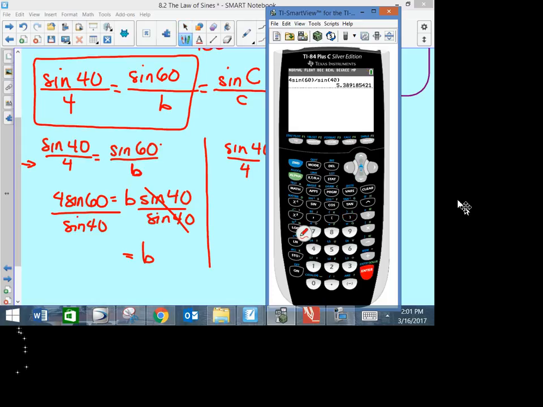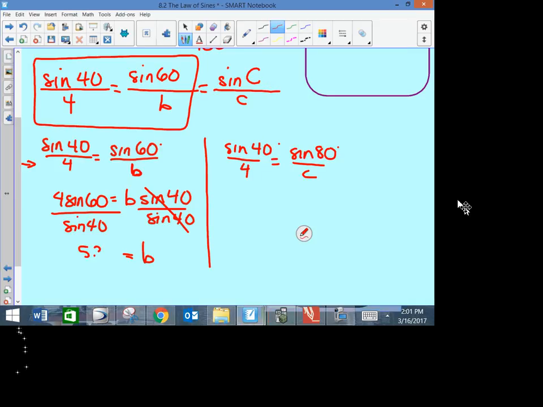So B should be 5.389. Did anybody not get that? All right. So what's C? What am I going to put in my calculator? Melanie. 4 sine 80 divided by sine of 40.